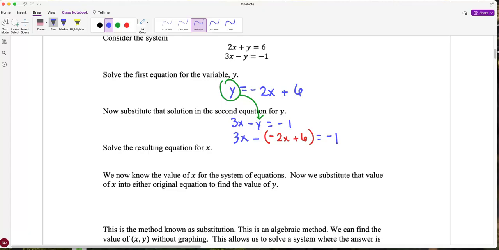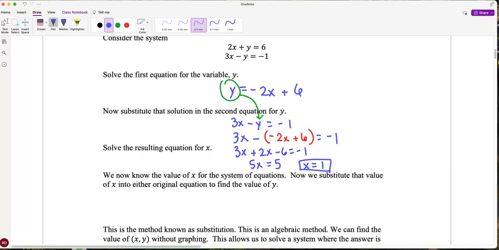Now if you look at it, the equation that I now have only has x's in it, one variable. So I can do this. This is 3x plus 2x minus 6 equals negative 1. This is 5x equals, add 6 to both sides, 5. Therefore, x is equal to 1. So I've got half of my answer here. x has to be 1.